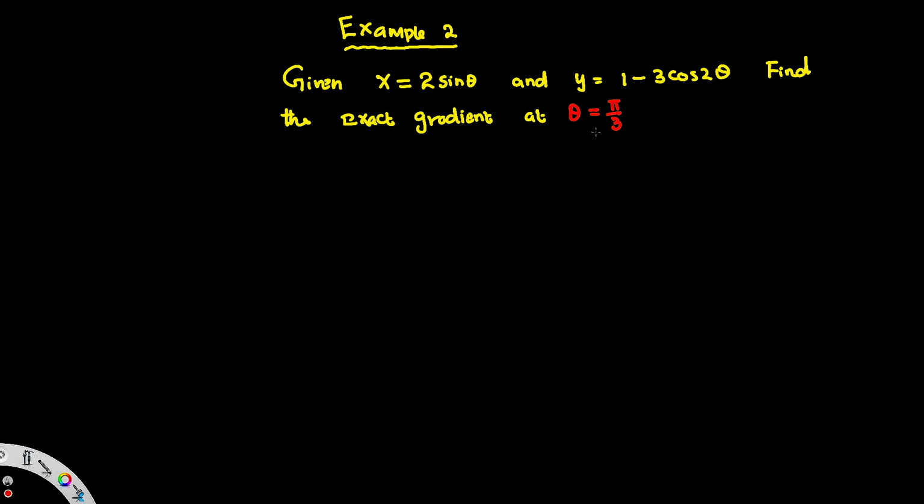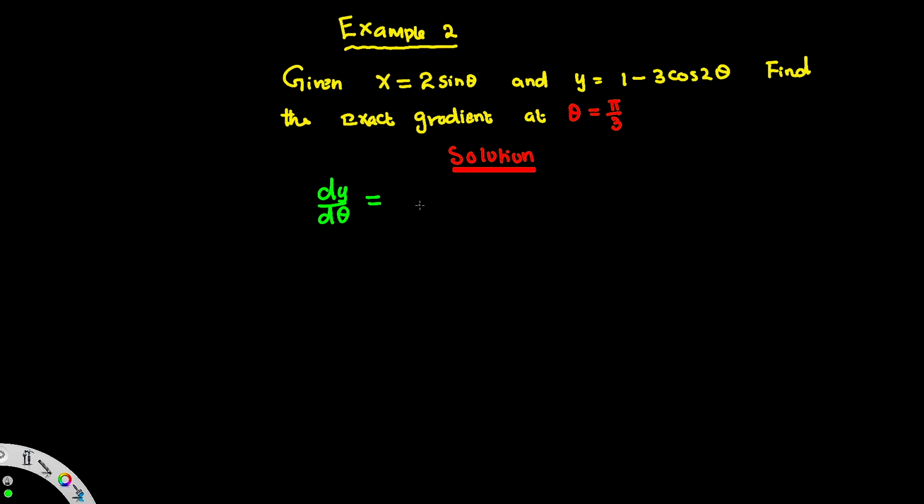So what you need to realize now is that our parameter is theta in this case, and we have two parametric equations of x and y. First things first, we are going to start by finding dy/d theta. We can write this down. dy/d theta is going to be, now you see we are having 1 minus 3 cos 2 theta.